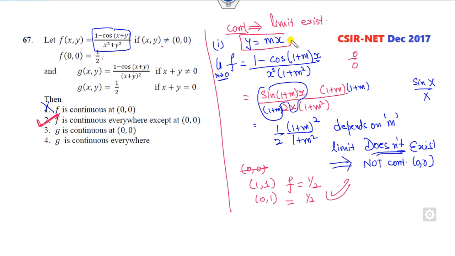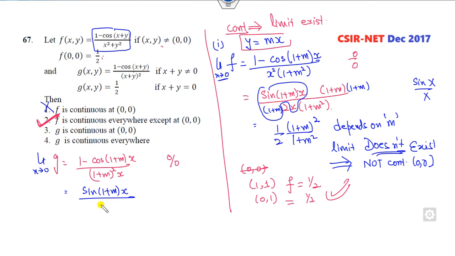Again, we can take the path. We can substitute in the g: 1 minus cos of (1 plus mx), and it is (1 plus m) whole square of the x. Again, it's a 0 by 0 form. When you take x to 0, we can apply the L'Hopital rule. Sine of (1 plus mx), and it is (1 plus m) whole square. Fine. Now what is the limit of this? It's into (1 plus m) also. So 1x will be cancelled out.